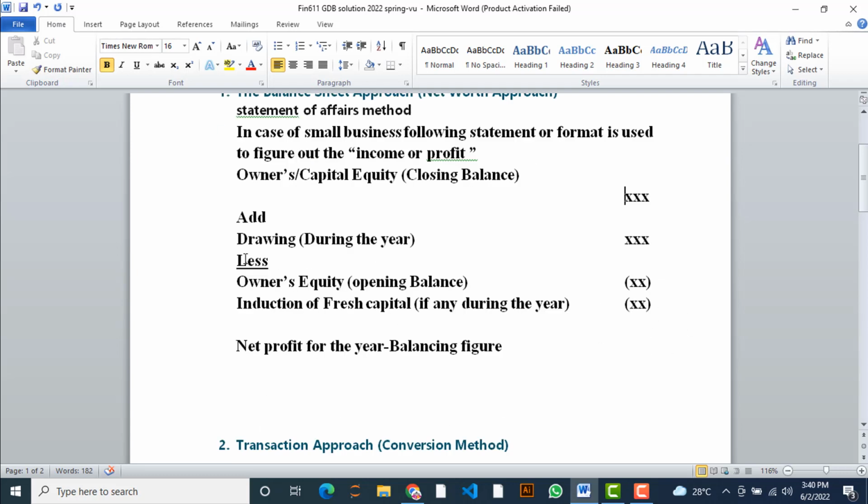Now we are going to list two components: owner's equity opening balance at the start of the year and induction of fresh capital, if the owner has introduced any fresh capital for the growth of the business. So we are going to subtract these also. After solving these four components, we get the net profit for the year as the balancing figure. Who will sort out this profit for the small business? The account consultant. This is a situation where the account consultant asks the small business owner to bring four components: closing balance of owner's capital or equity and its drawings, opening balance of owner's capital or equity, and induction of fresh capital. This is the first method.